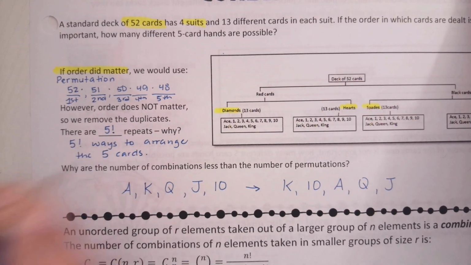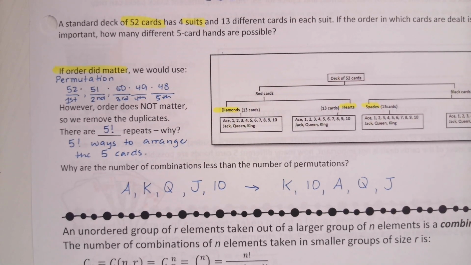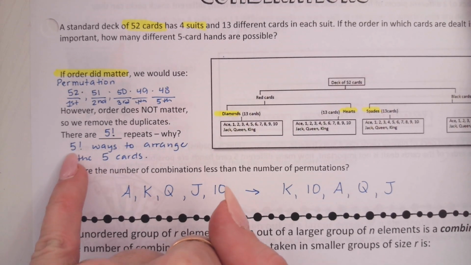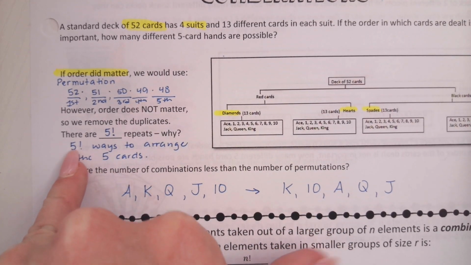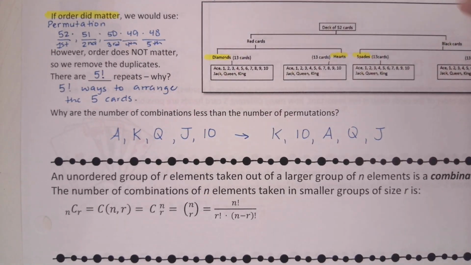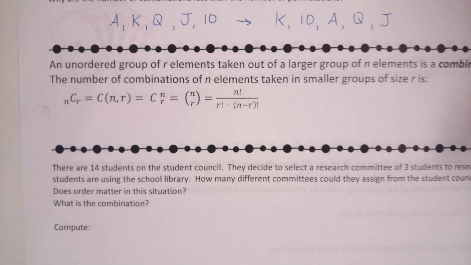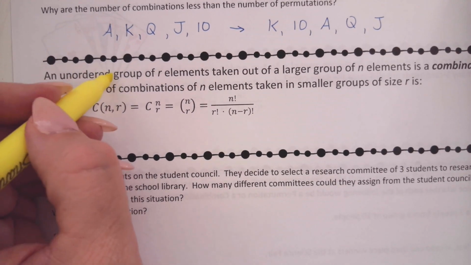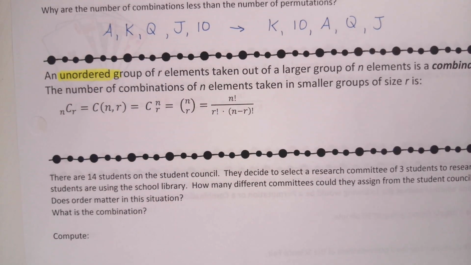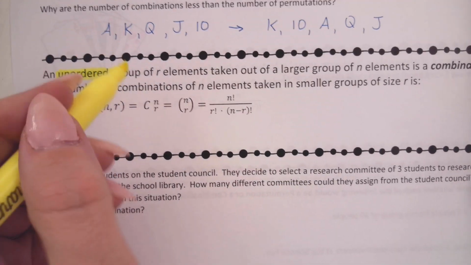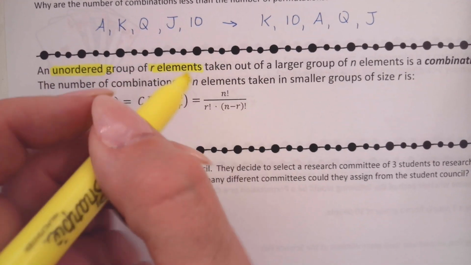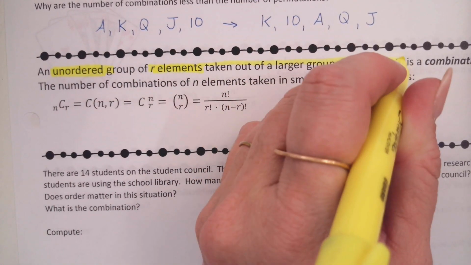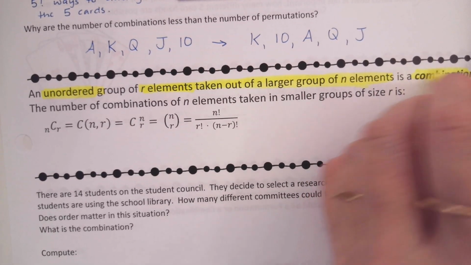So the formula for permutation and combination is very similar, except the combination formula divides out this little factorial amount here. And we'll see that when we look at the formula on the next one. For a combination, again, it's unordered. It doesn't matter what you pull first, second, third, fourth, fifth. It's an unordered group of R elements taken from a larger group of N elements.